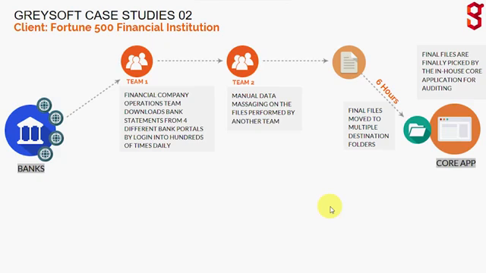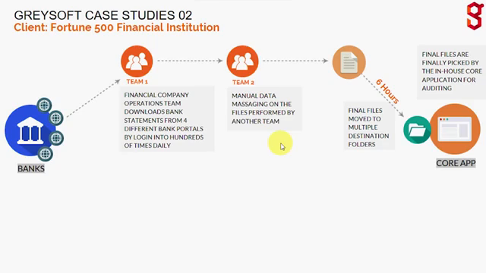I'll be sharing a short demo of a real RPA use case at a Fortune 500 bank that is applicable to any size company. In this case, we're going to take a look at a process where bank statements are being downloaded, massaged, and sent to destination folders to be audited by a core app by a robot.